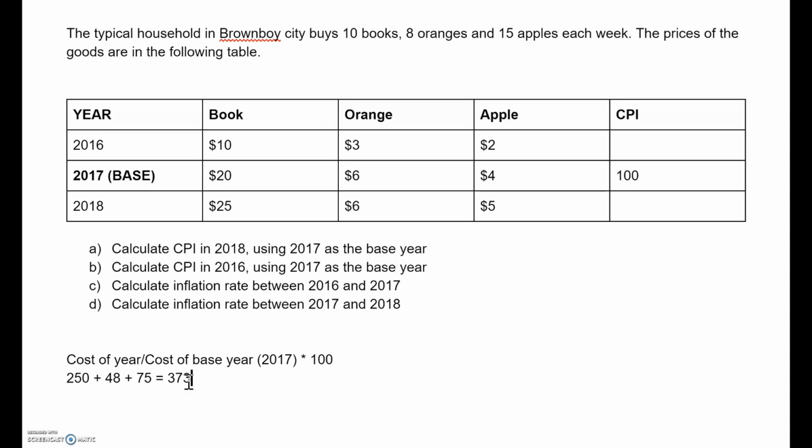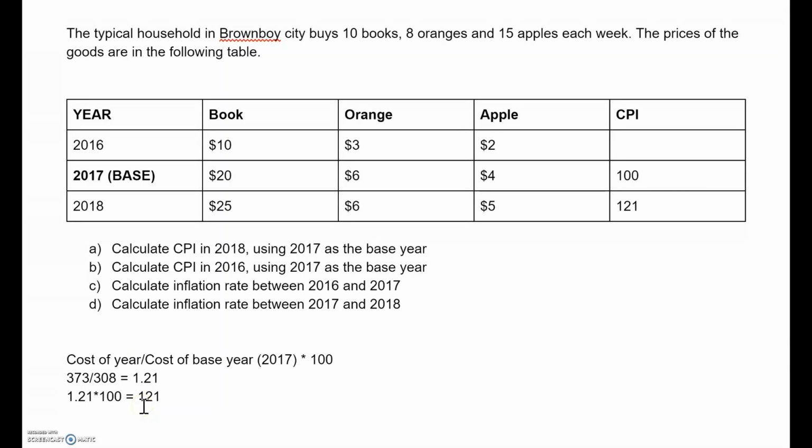And so if you sum these up, you get $373, which is the total expenditure for this week in 2018 for this typical household. And so 373 is the total expenditure for the average household in 2018. And if you divide that by the cost of the base year in 2017, which as we calculated before was $308, you get 1.21. And 1.21 times 100 is equal to 121. And that is the CPI for 2018.